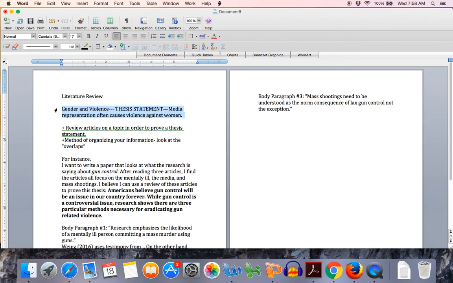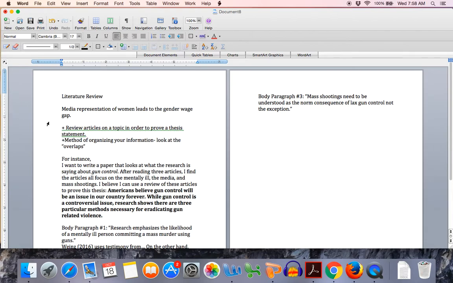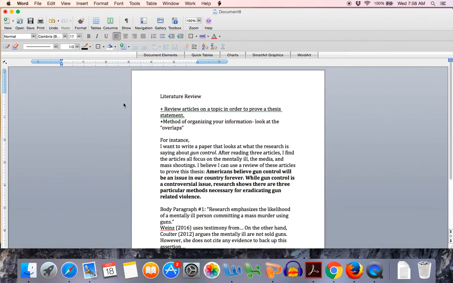It's also possible, though, that you might know what your thesis statement is. That is, you want to say that media representation of women leads to the gender wage gap, right? That's what you want to prove, because that's a thesis that has been sort of swirling around in your mind for a while. And so after you figure this out, you then go out and you look for articles that can help you talk more about this. But in either case, your goal still is to review articles, review research in order to prove your thesis statement.